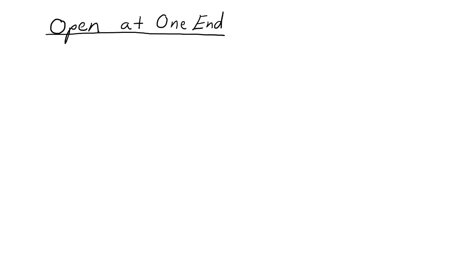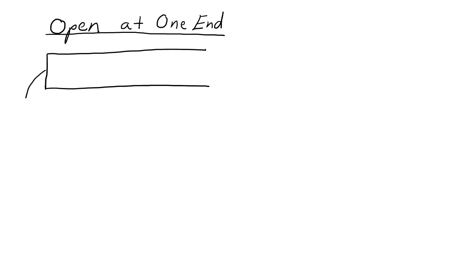The next situation we're going to talk about where a standing wave is formed is when you have one open end and one closed end of a pipe. So I'll have my closed end on the left and my open end on the right. Whenever we have a closed end in a pipe, it's going to form a node.